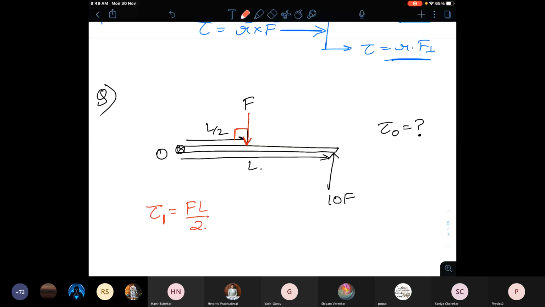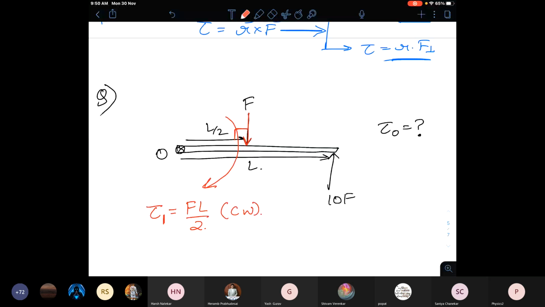Now forget any other force. Forget that on the rod 10F is acting. If only F force is acting, the rod will move like this. So the direction of torque will be clockwise because of F force. So tau 1, torque 1, will be in clockwise direction.